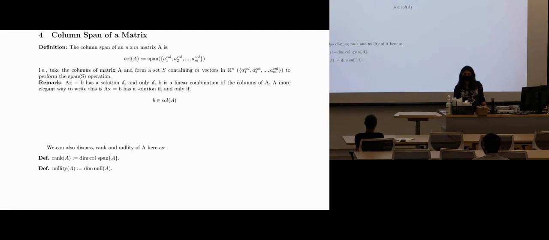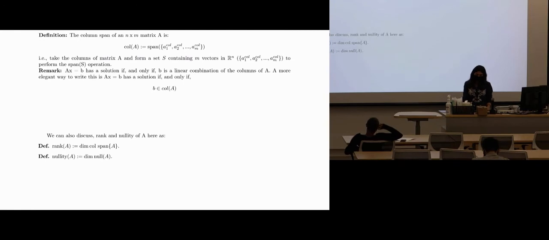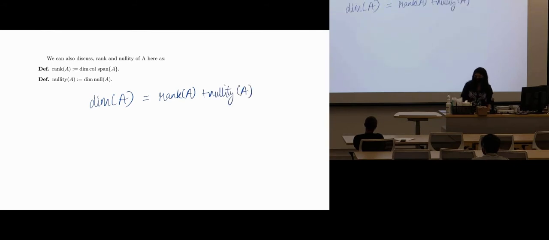And then by that logic, if you remember, we talked about the rank nullity theorem, where we say that the dimension of any matrix A is equal to the rank of the matrix A plus the nullity of the matrix A. Does that make sense?